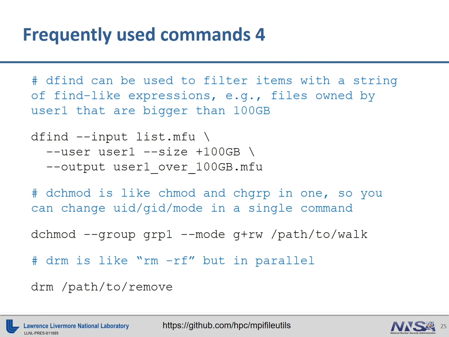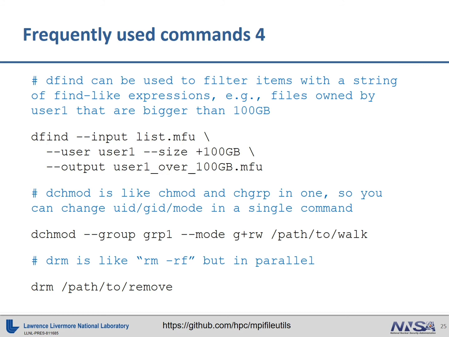Three other tools that are really useful: dfind, dchmod, and dremove. So find is a way that you can filter a list. Given an initial list, you can find a subset of items that meet some Boolean expression and then save that to a subset list. Currently, the Boolean expressions are limited to AND conditions, but it's on our to-do list to support more expressive Boolean conditions in the future. Right? So for example, if you want to take an initial list and find all the files owned by a particular user that are bigger than 100 gigabytes, this is a command you might use.